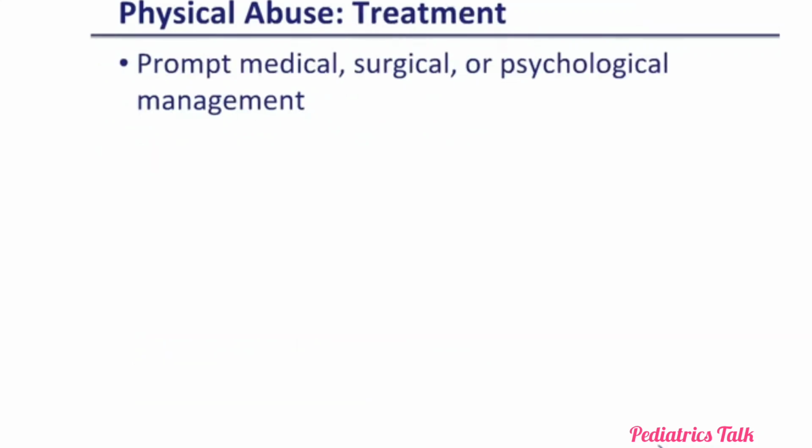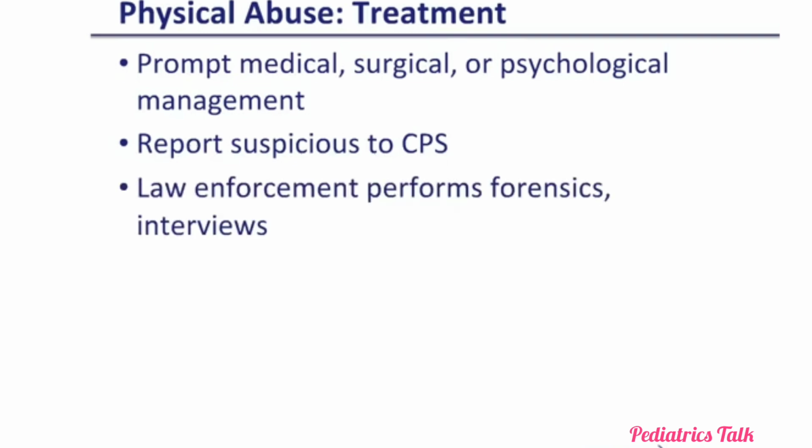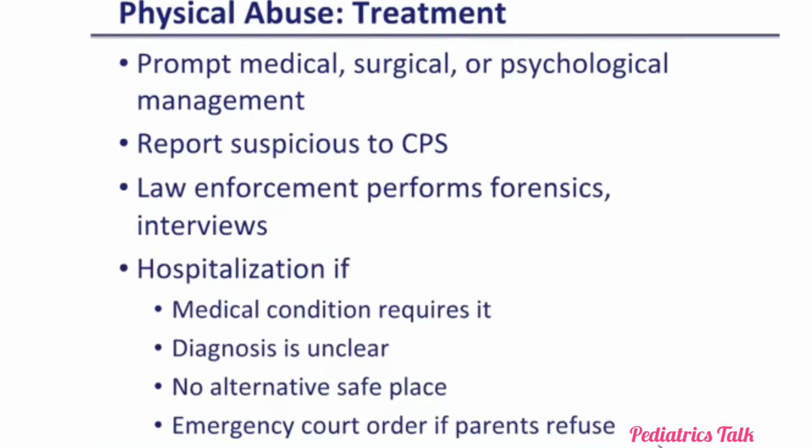So again, the summary overall then of the management, the treatment of physical abuse, is always first prompt medical, surgical, and psychological management before we do anything else. So remember to report anything suspicious to you that is possible, it doesn't have to be probable, to Child Protective Services. Law enforcement agencies may need to be involved. They may perform forensic evaluation, interviews, and hospitalization needs to occur if certainly the medical or surgical condition requires it. If for whatever reason the diagnosis is unclear, as I stated previously, there's initially no alternative safe place for placement of that child.